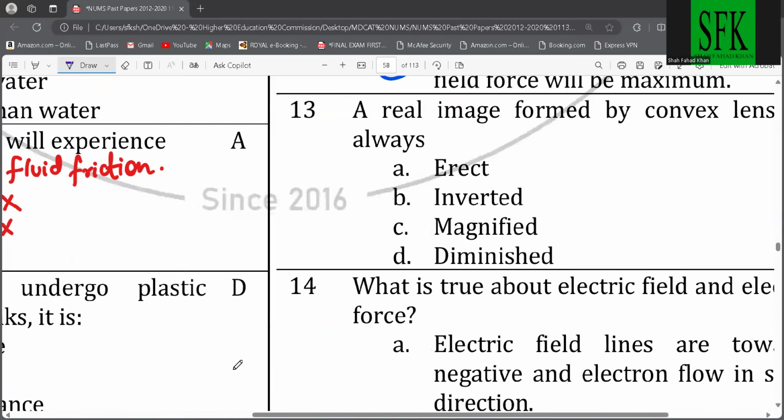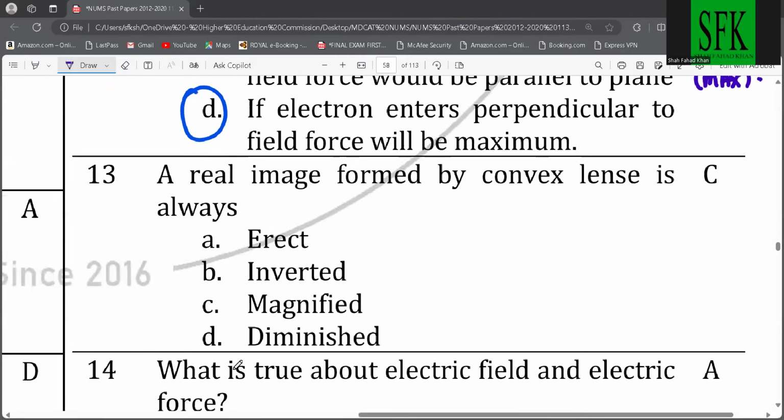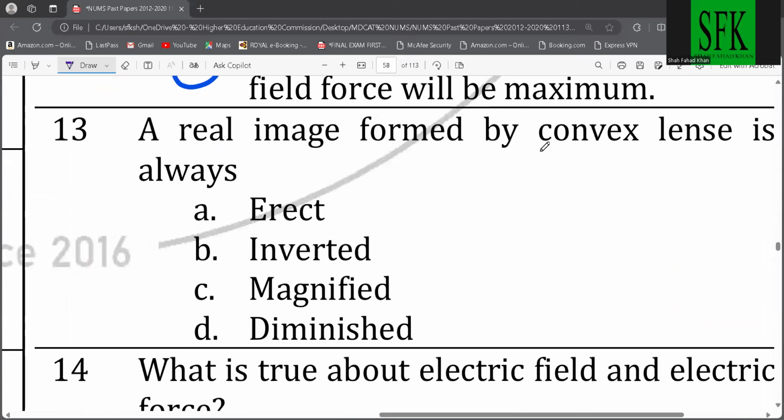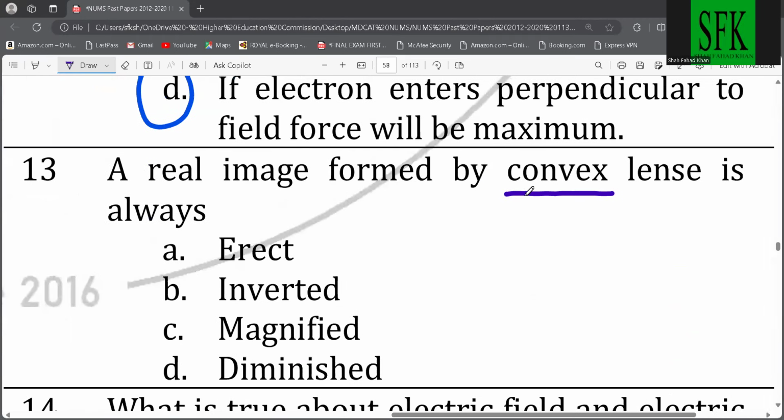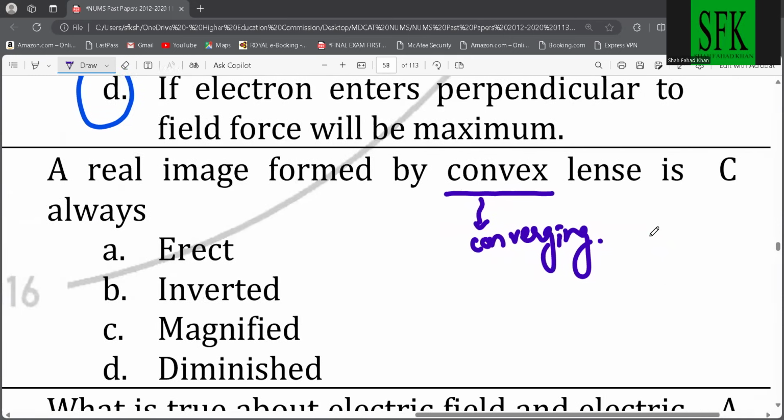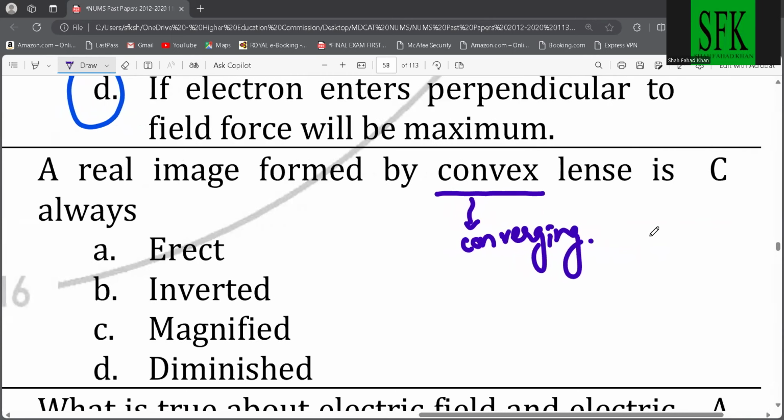A real image formed by a convex lens is always... Now, first of all, you need to know what does a convex mean. Convex and concave. Convex means converging, and concave means diverging. Now, they're saying a real image is formed by a convex lens, it will always be erect, inverted, magnified, or diminished. A real image is always on the opposite side. It's not on the same side. Okay. Because it's always on the opposite side of the lens.